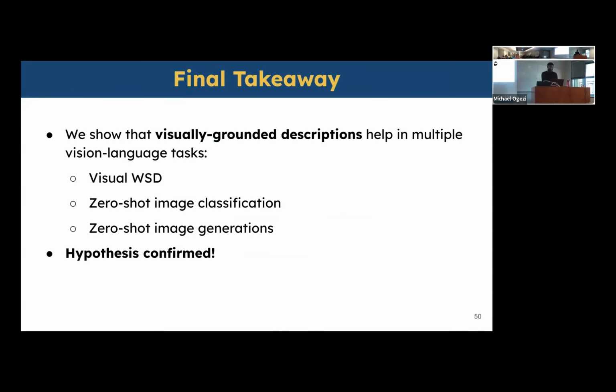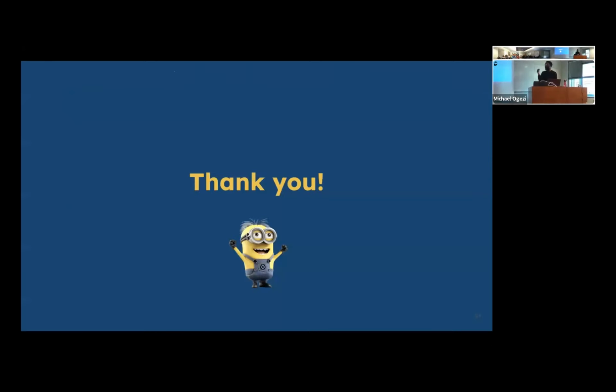So, final takeaway. We show that visually grounded descriptions help in multiple vision language tasks. The tasks here are visual word sense disambiguation, zero-shot image classification, and zero-shot image generation. And we can see that our hypothesis has been confirmed. So thank you.